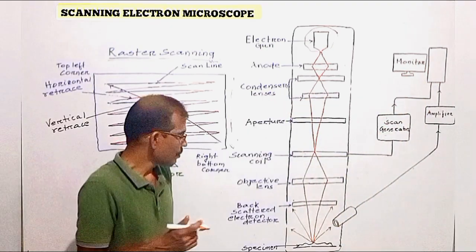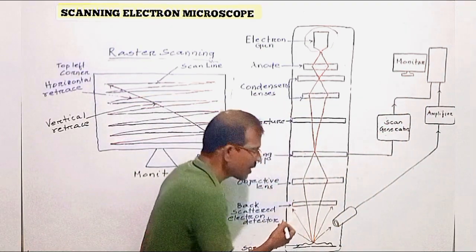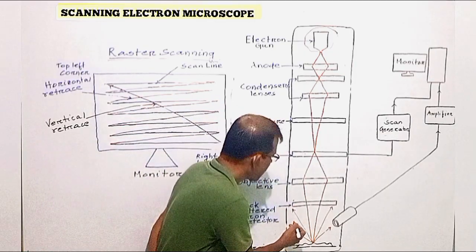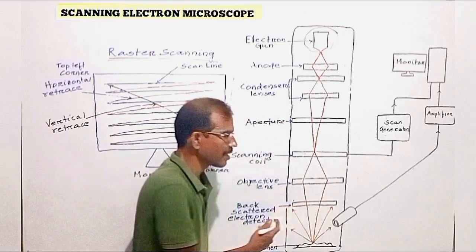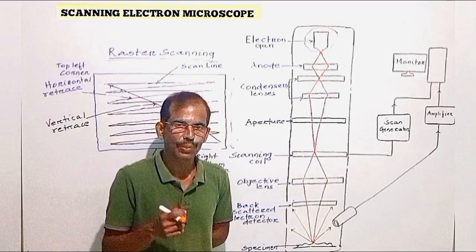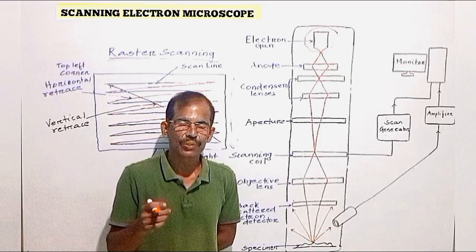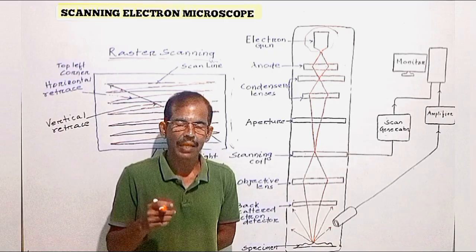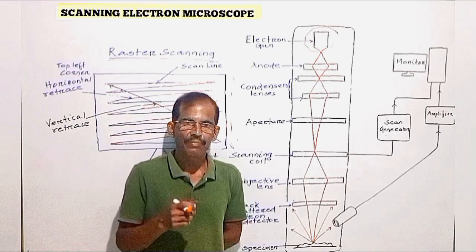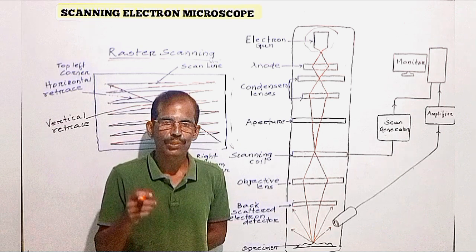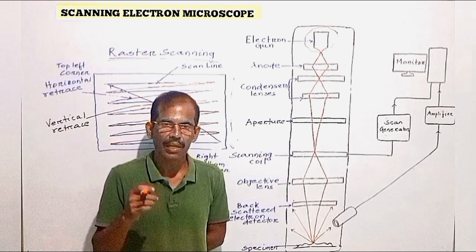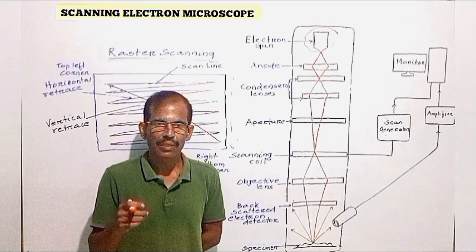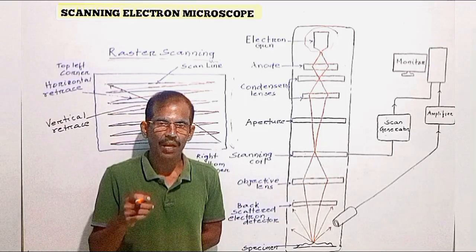The other type of signal is backscattered electrons which are of high energy. These high energy electrons are captured by another detector and are used to distinguish between different regions of the sample based on their elemental composition and atomic number. Heavier areas of the specimen which consist of elements with high atomic number appear bright in the image. On the other hand, lighter areas appear dark.